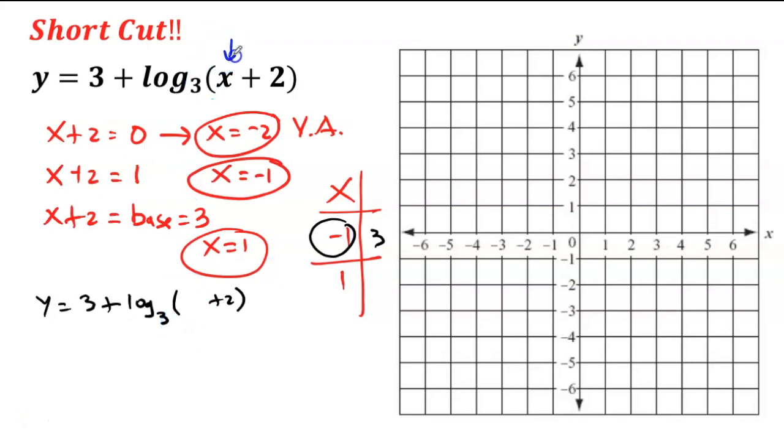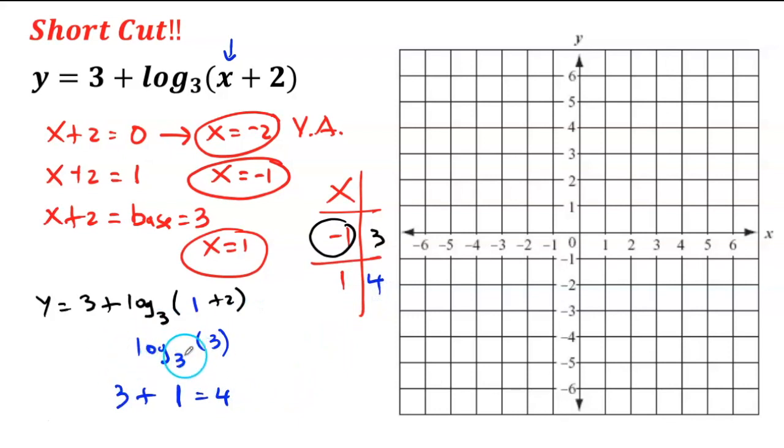Our next value for the x is 1. Therefore, I'll have log on base 3 of 1 plus 2, which is 3. If these two are the same, log base 3 of 3, they're the same, then the answer is 1. Plus 3 gives me 4.